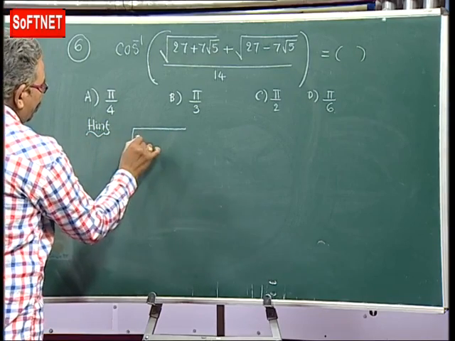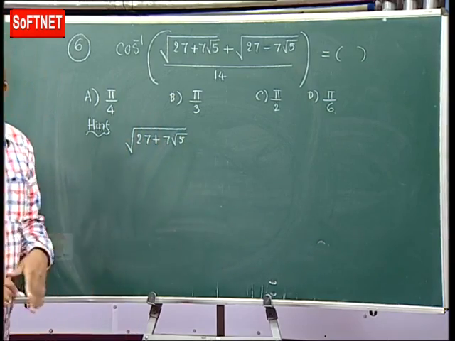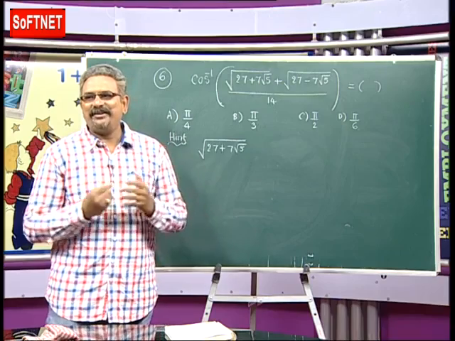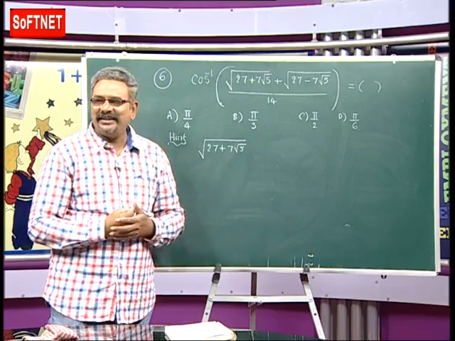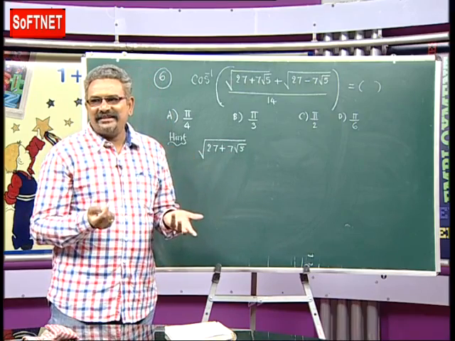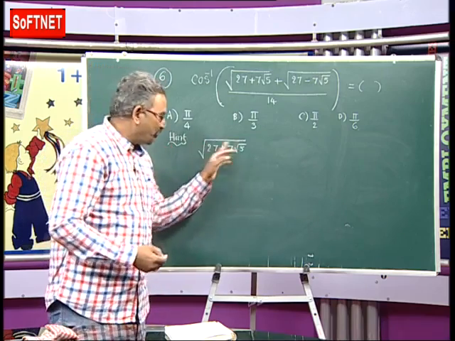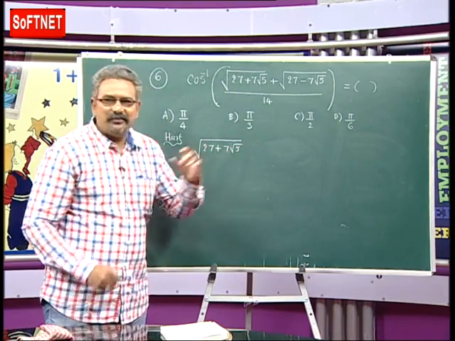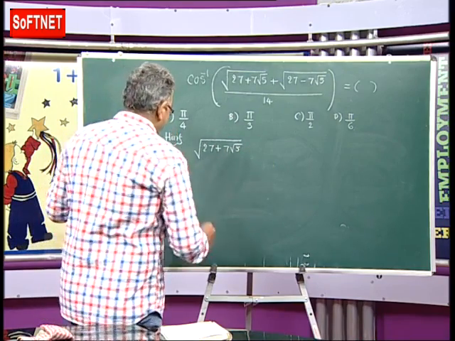Square root of 27 plus 7 root 5. Now 7 is a prime number, 5 is also a prime number. They have only two factors, 5 into 1 and 7 into 1 only. But that should be 2 root of something. So that means we have to apply mathematical manipulation. Under root itself only, multiply with 2, divide by 2, so that it can be put in the form of 2 root of something. So now let us do it.